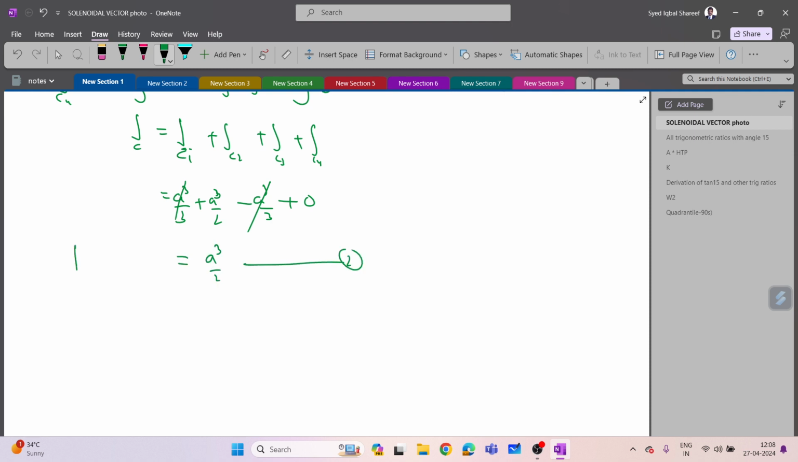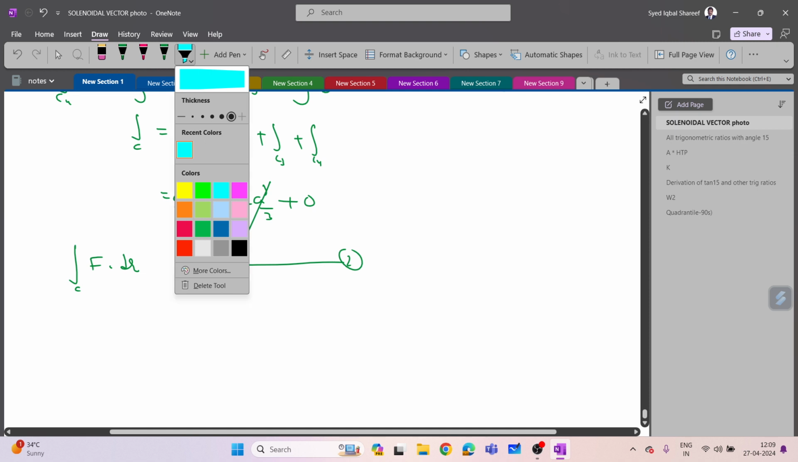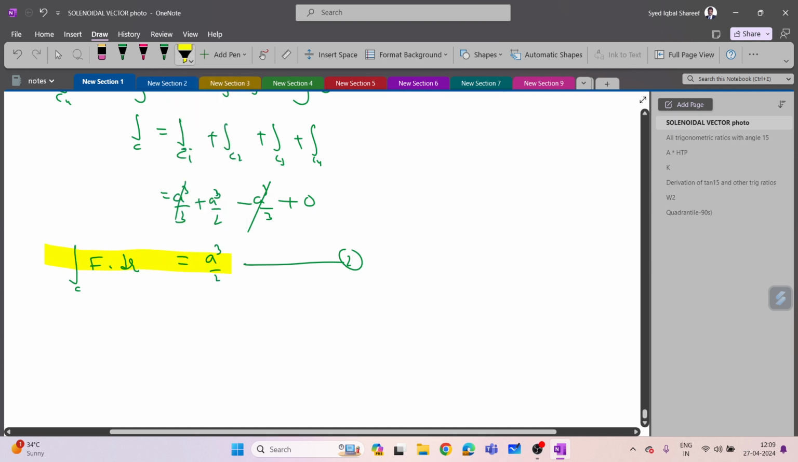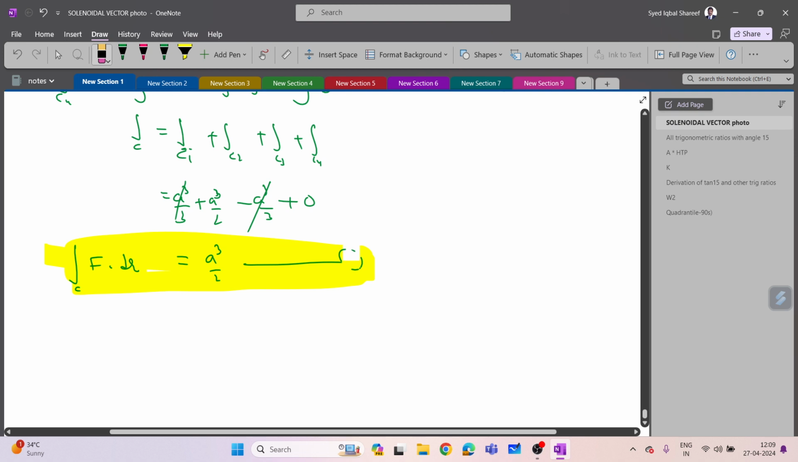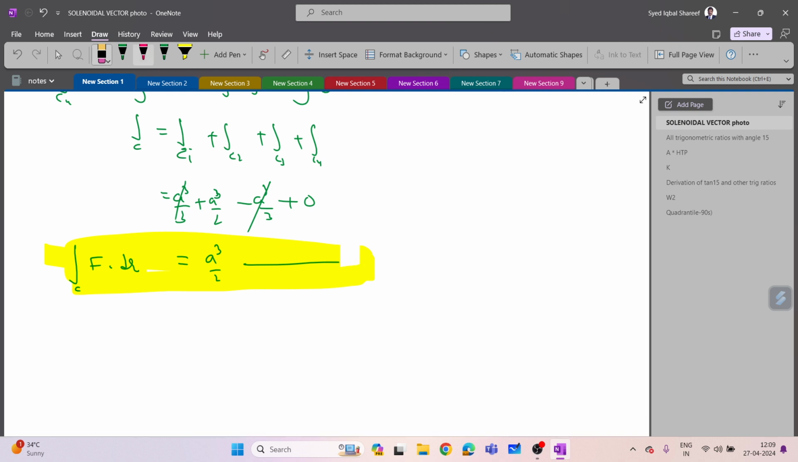This is integration taken over the curve C, f dot dr. This is our answer. That's it. So this is our number 1.